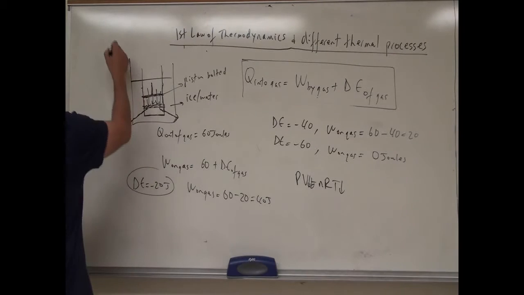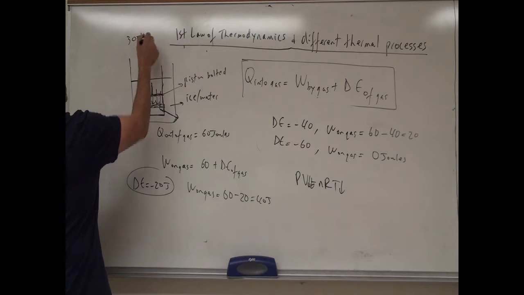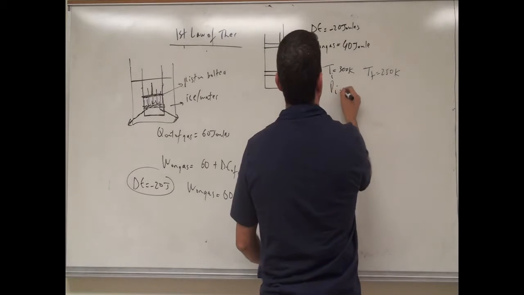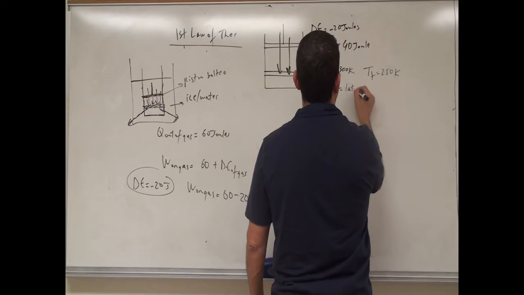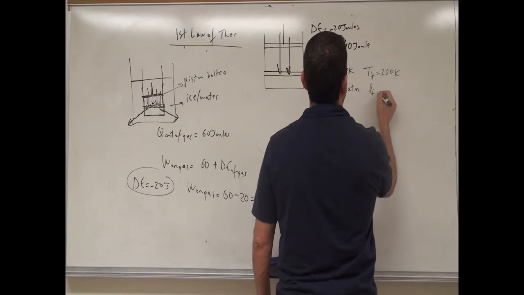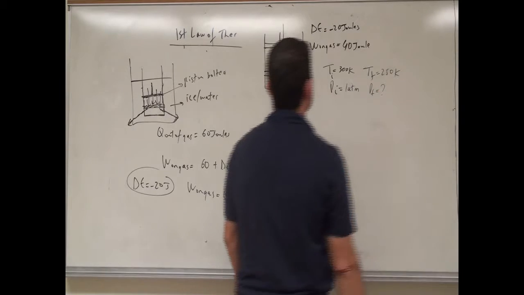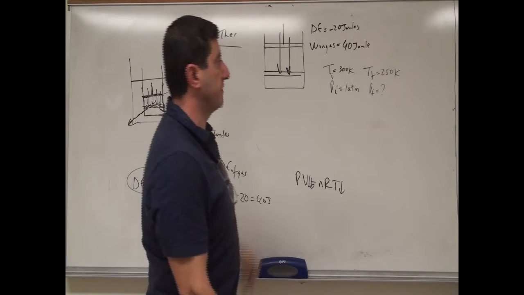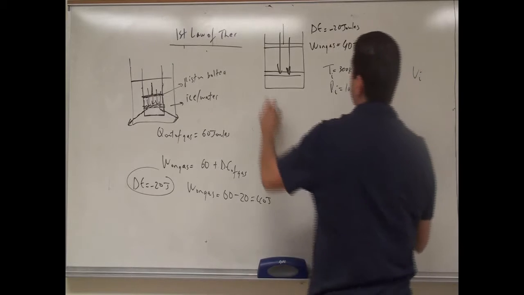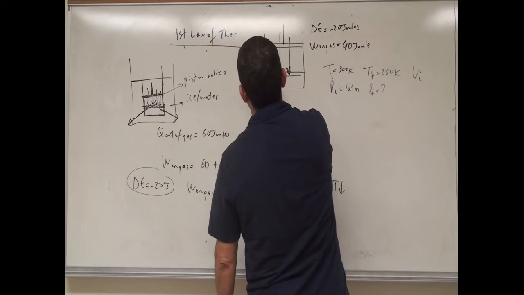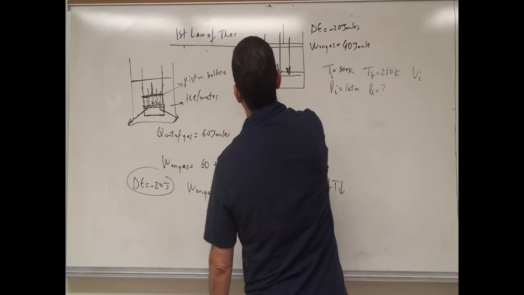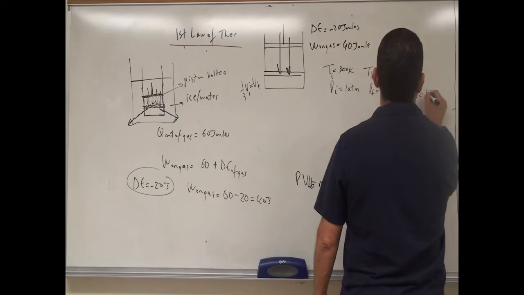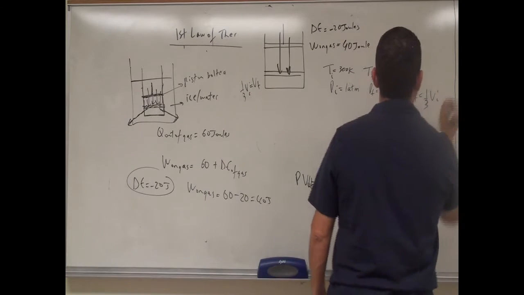Let's say the initial temperature of the gas was 300 Kelvin, and it goes to 250 Kelvin. Let's say the initial pressure in the gas was atmospheric pressure. Okay, what's going to happen to the final pressure? Let's say the initial volume was just V initial. Then we can call the final volume 1/3 of V initial. V final is 1/3 V initial.